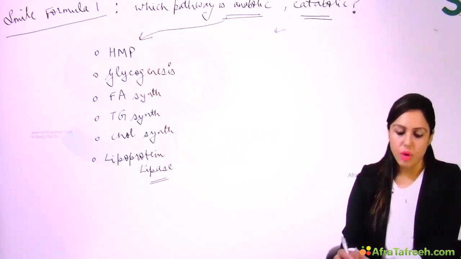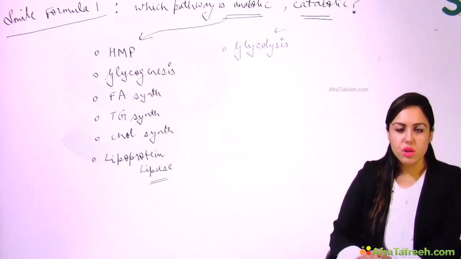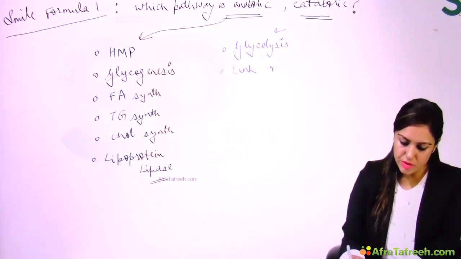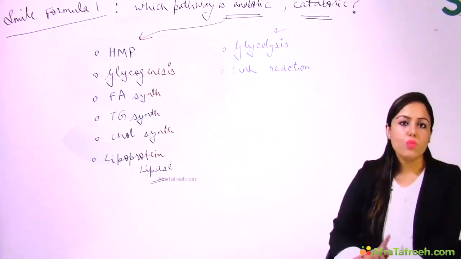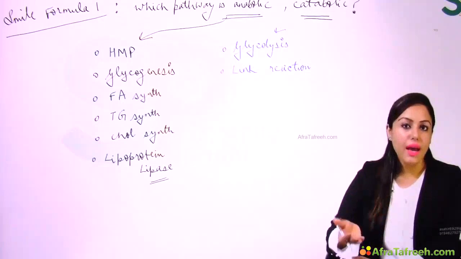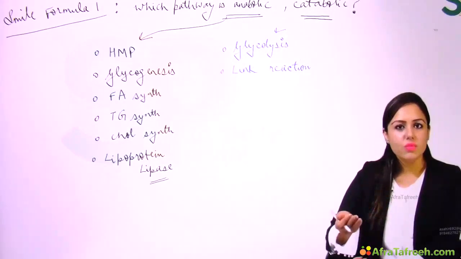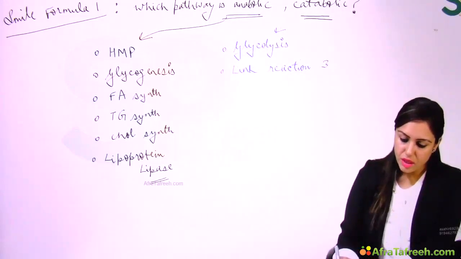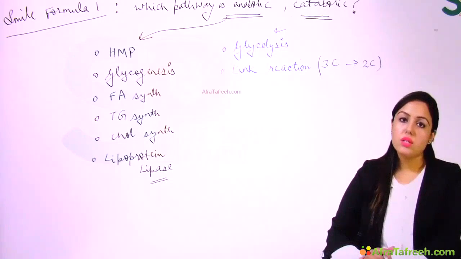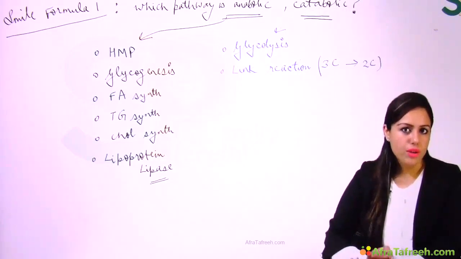Coming to catabolic. In catabolic, first is glycolysis. Glycolysis is breakdown of glucose into pyruvate. So breakdown means catabolic. Then link reaction is catabolic. Link reaction is a one step reaction after glycolysis, and this reaction lies between glycolysis and Krebs cycle. What is this reaction? The end product of glycolysis, pyruvate, gets converted to acetyl-CoA. Pyruvate is a 3-carbon compound which gets converted to acetyl-CoA, a 2-carbon compound. So a 3-carbon compound gets broken down to a 2-carbon compound. So this is link reaction, this is catabolic, right?